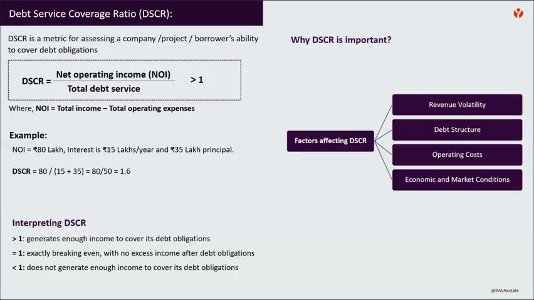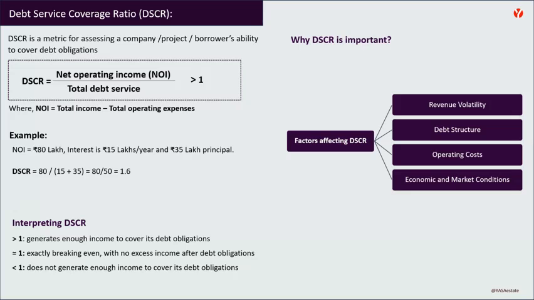Now let's look at some key factors that influence DSCR. First, revenue stability. If a business has inconsistent or seasonal income, its ability to meet debt payments can vary. For example, a retail business may perform well during the holiday season, but struggle in off-peak months, leading to a fluctuating DSCR. Second, debt structure. The structure of your debt affects DSCR. Short-term debt with high interest rates requires large periodic payments, which can reduce your cash flow and lower DSCR. In contrast, long-term debt with lower interest payments makes it easier to maintain a high DSCR.